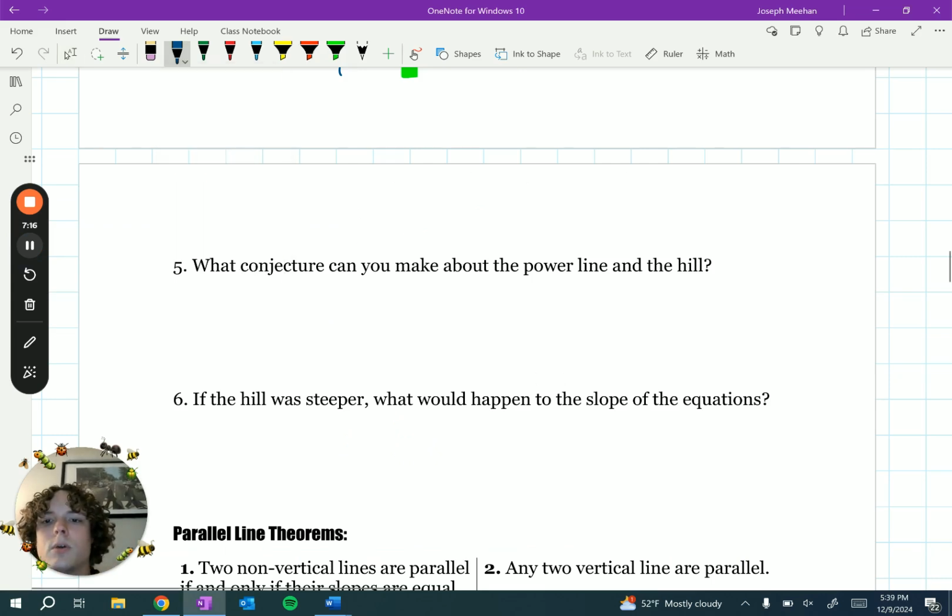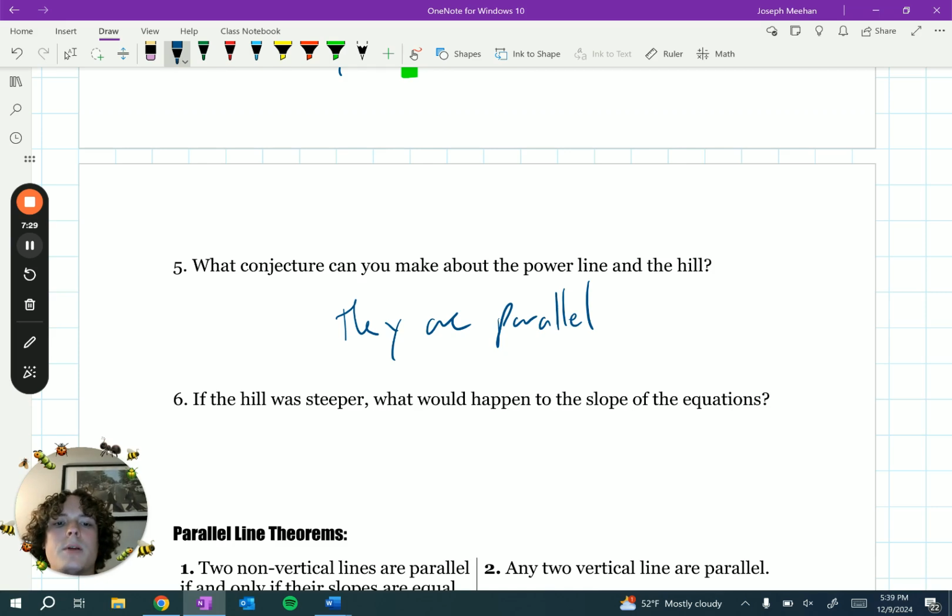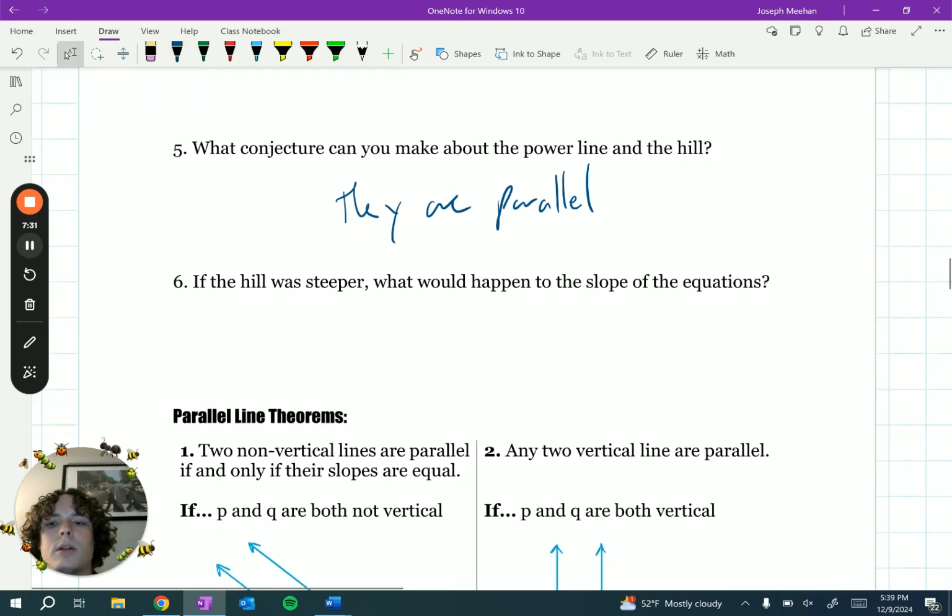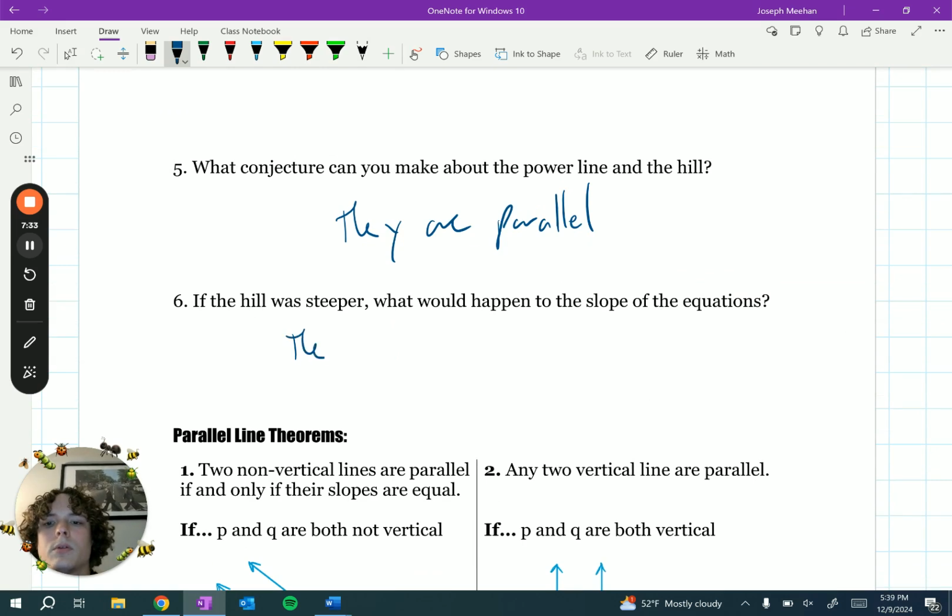All right, and then step 5. I answered the question too soon. What conjecture can you make about the power line and the hill? They are parallel. They're never going to intersect, right? If the hill was steeper, what would happen to the slope of the equations? Well, then the equation's slope would get bigger. The bigger the slope, the steeper the hill, basically. The steeper the line, the bigger the slope.